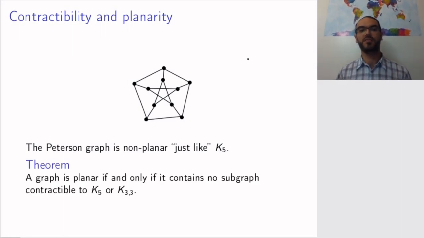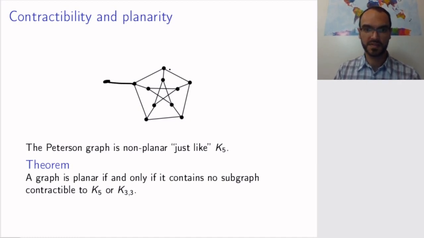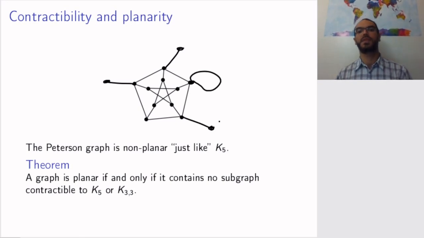What's the proper formulation? It is the following analog of Kuratowski's theorem, that a graph is planar if and only if it contains no subgraph contractible to K5 or K3,3. So if you have a huge graph that has the Petersen graph as a subgraph, then it has a subgraph that is contractible to K5 and therefore is non-planar.